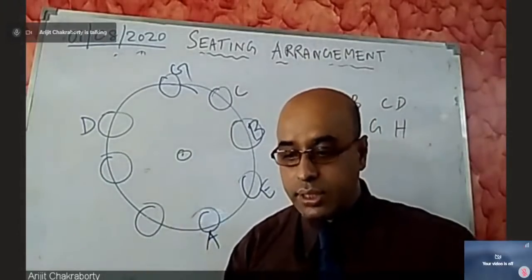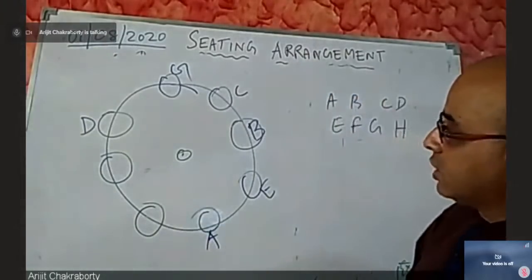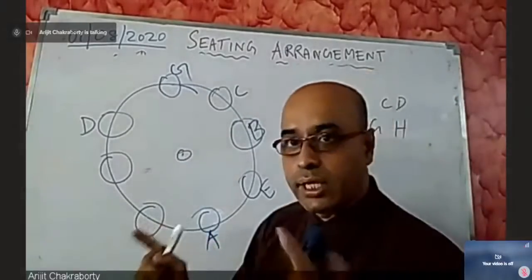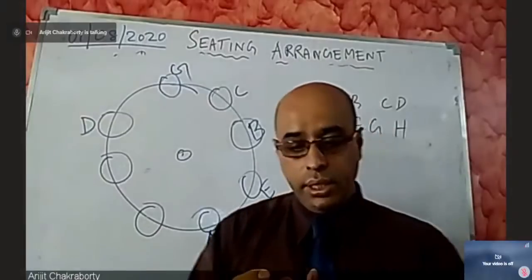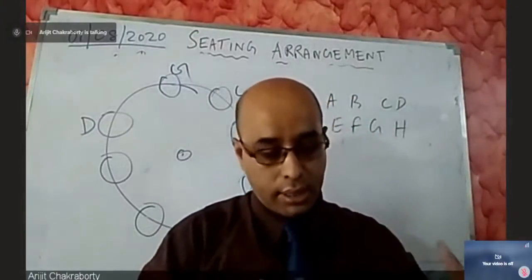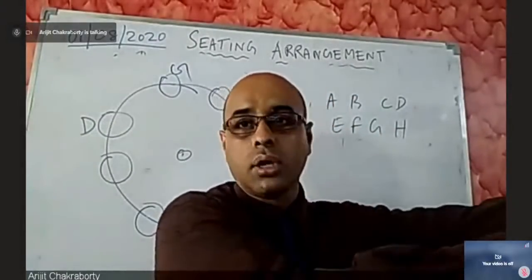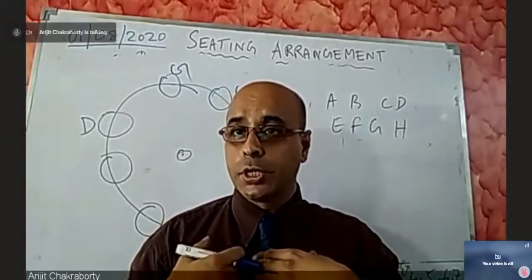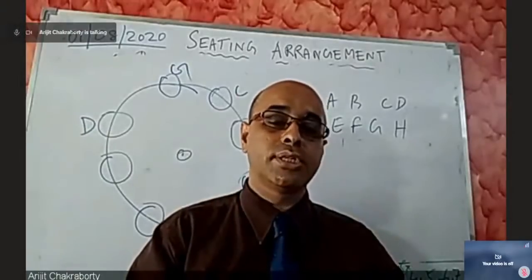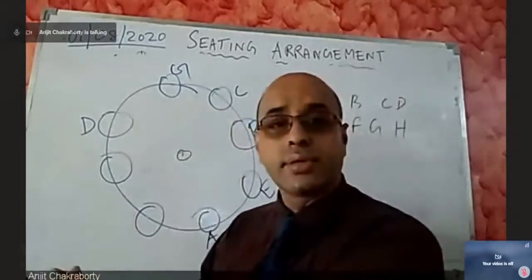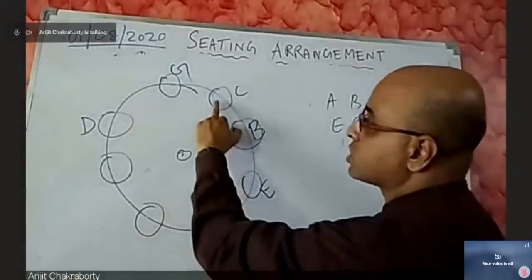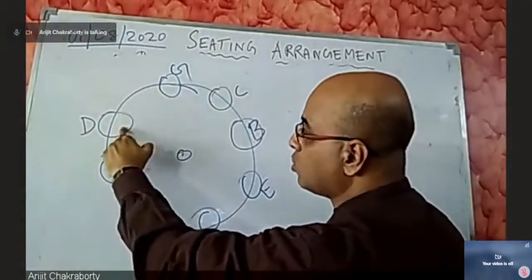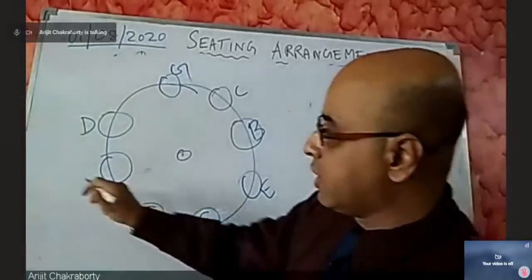C is third to the left of H. That means if I am H, C is on my left hand side, third position. But if I am C, that means H will be on my right side, third position. So since we know C here, I will move 3 places to the right side: 1, 2 and 3. So H will be here.